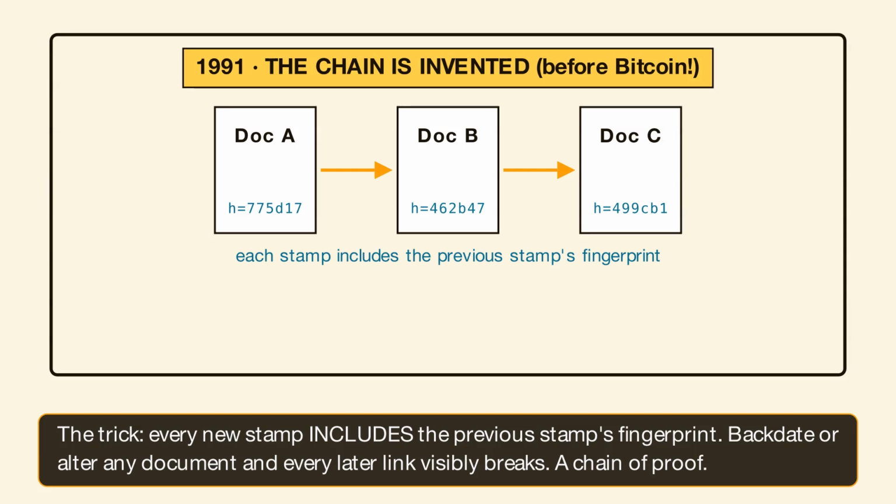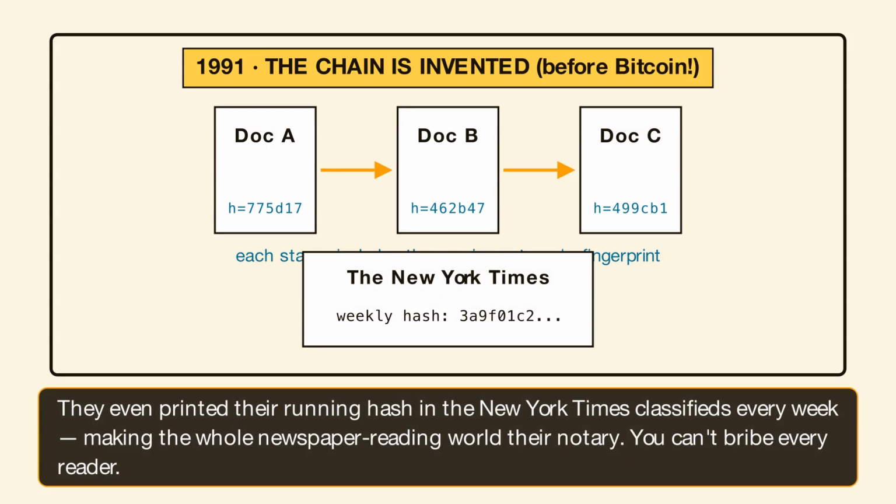A chain of proof. They even printed their running hash in the New York Times classifieds every week, making the whole newspaper reading world their notary. You can't bribe every reader.